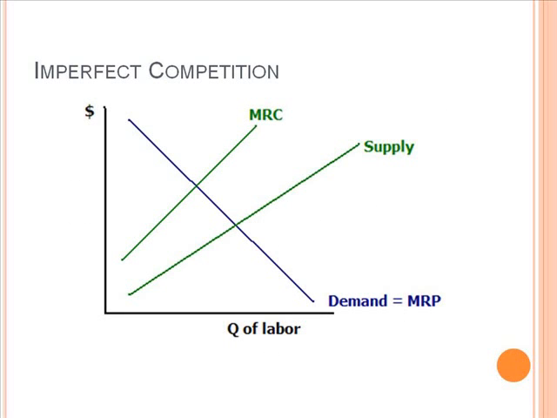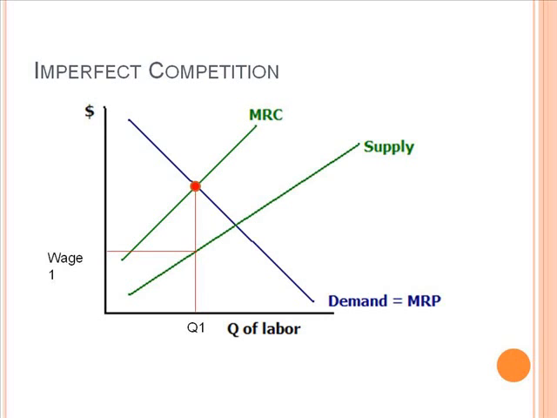Okay, imperfect competition. Hit pause, write the graph down. Notice the difference. Demand is the same, MRP. The difference here is supply is not perfectly elastic, and it splits in two. Just like demand splits into MR and demand in imperfect competition, with a downward demand curve, MRC and supply split. MRC will always be above your supply. I want you to write this down because it's not on here.